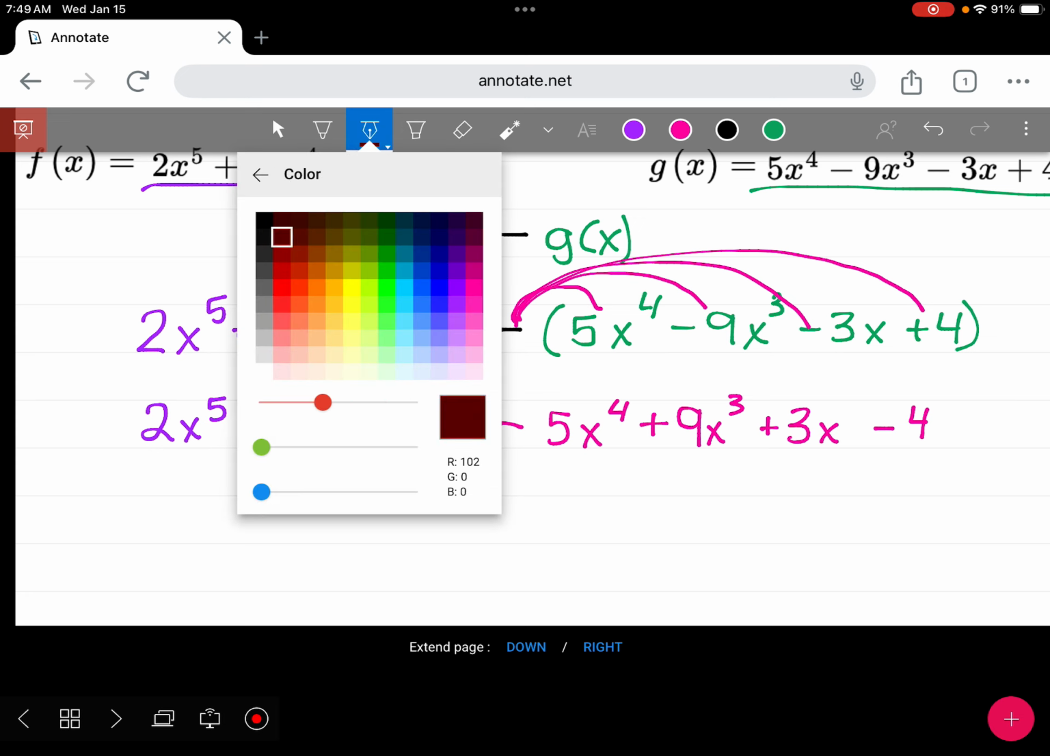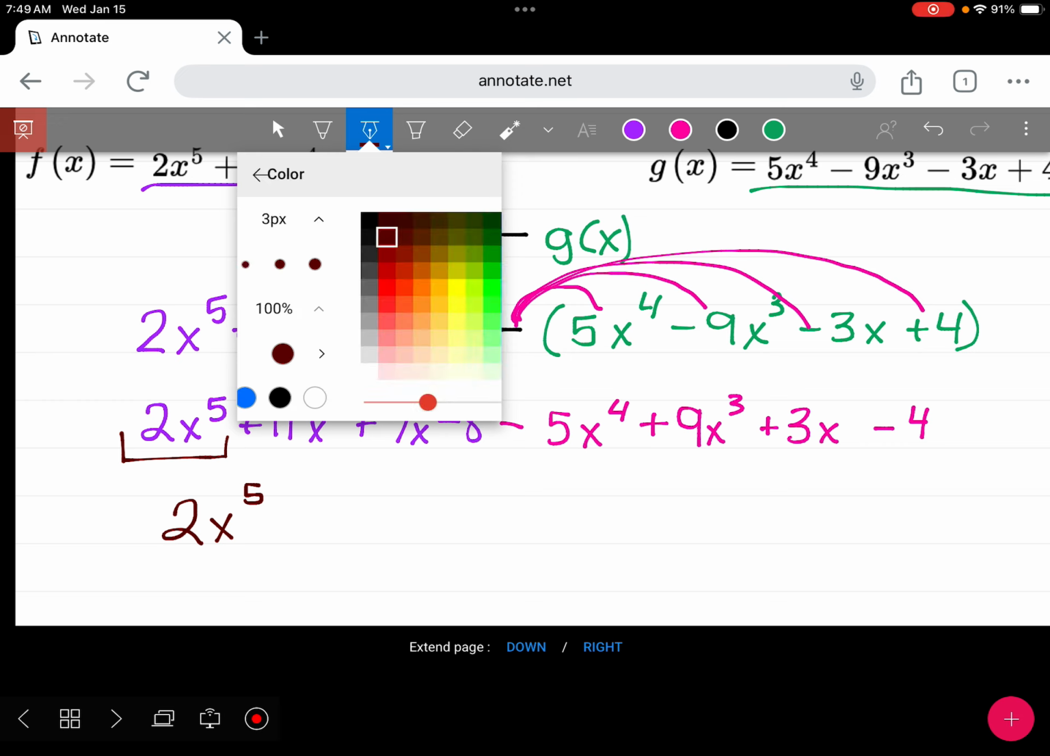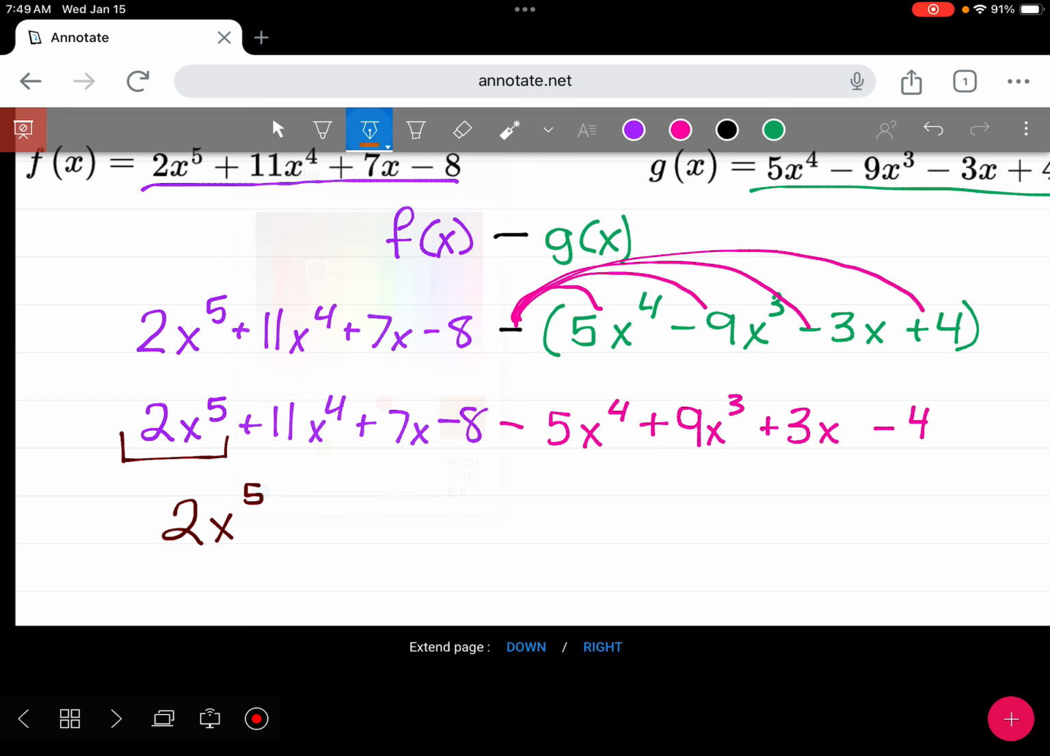Yay, we love that. All right, so our biggest piece is going to be which piece? What's going to go first? 2x to the 5th. Yes, our 2x to the 5th. What's going to come next? 11x to the 4th minus 5x to the 4th, which is going to leave us with what? Positive 6x to the 4th.